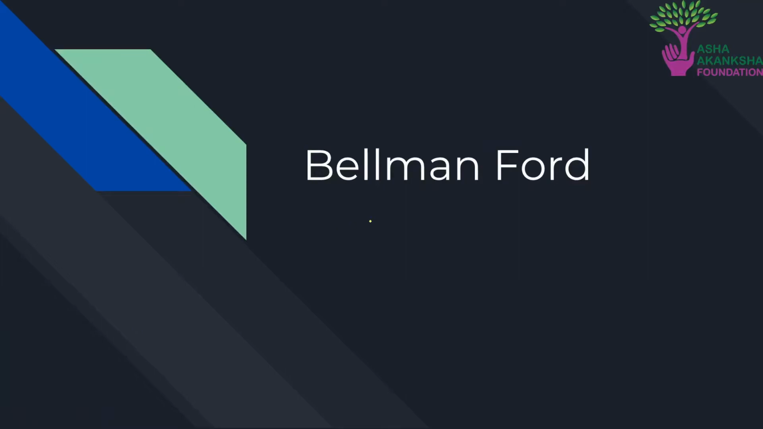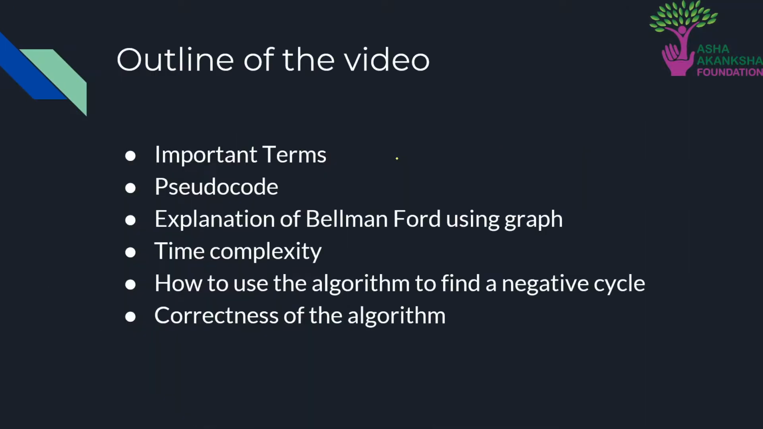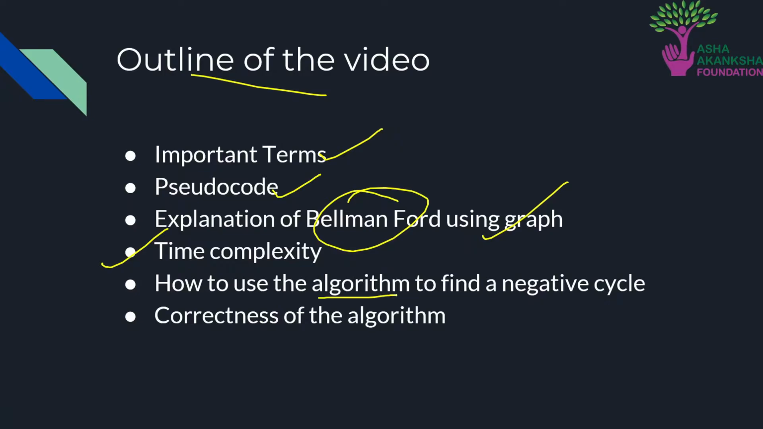Hello everyone. So in this video we have got for you another algorithm for shortest path, which is Bellman Ford. So let's see the outline of this video. First of all, we will get to know some important terms. Then we will see the pseudocode of it. Then I will explain the Bellman Ford algorithm using a graph, its time complexity, and then we will see how this algorithm can be used to find a negative cycle. And then finally we will see the correctness of it.